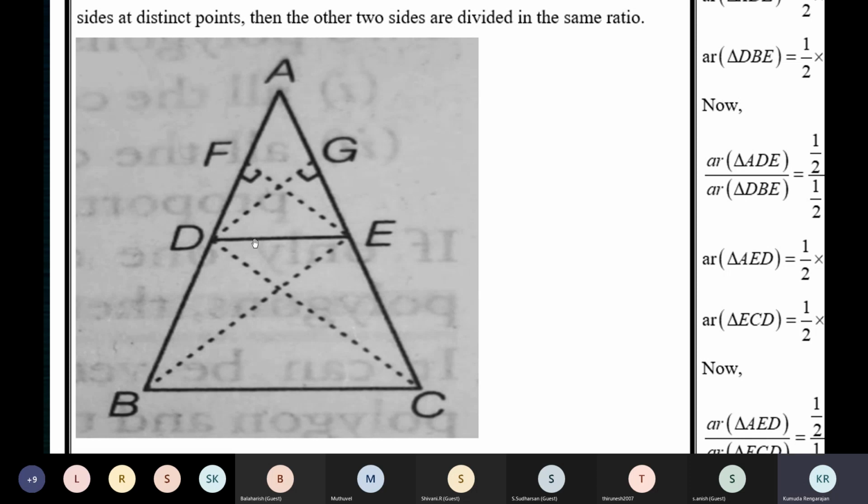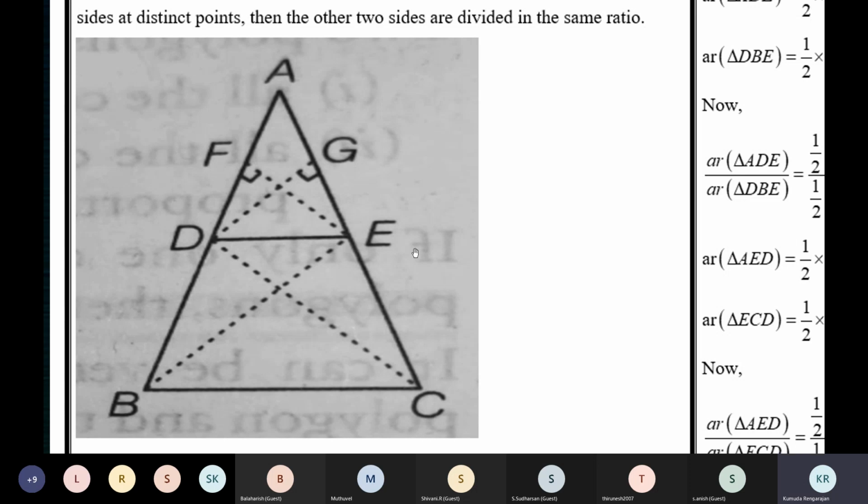So if a line is drawn parallel to one side of the triangle to intersect the other two sides at distinct points, see, this line intersects the other two sides AB and AC at distinct points D and E. Then the other two sides are divided in the same ratio. The ratio here is AD by DB. The ratio here is AE by EC. The ratios are the same. The ratios are equal.